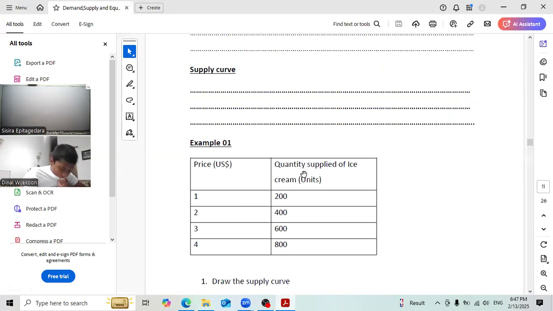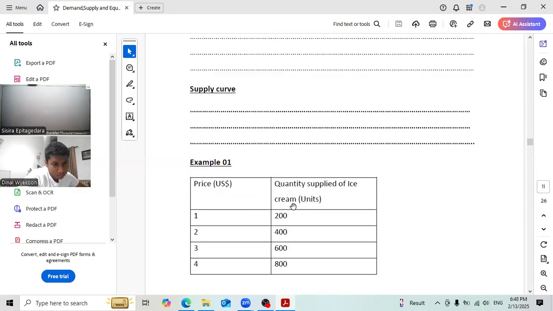Price, and you can see the second axis, quantity supplied, not quantity demand, right? Price and quantity supplied. Then you can see price is $1, $2, $3, $4. When price rises at price $1, suppliers are willing and able to supply 200 units.